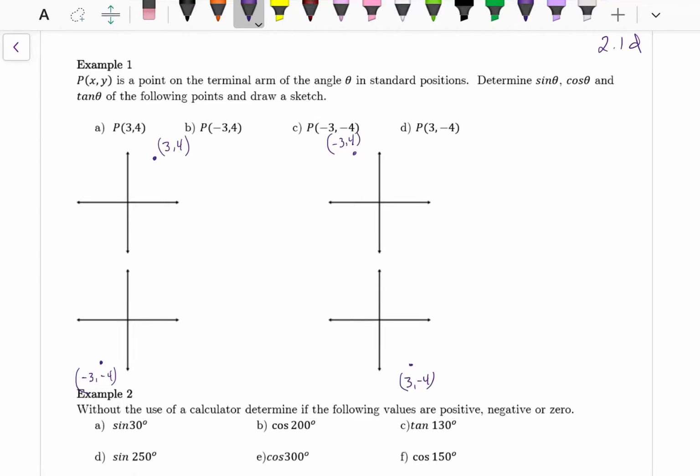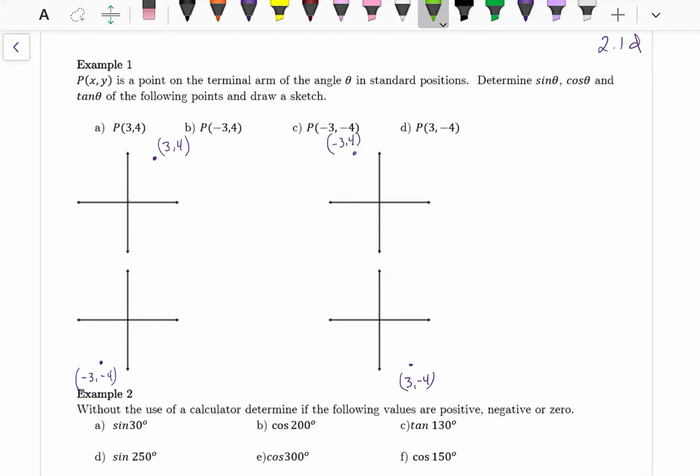Okay, now we're moving into our examples. So point P(x, y) is a point on the terminal arm of angle theta in standard position. So we're going to determine the sine, cosine, and tangent of theta for the following points. I may not do all four, but we'll see where we're going.